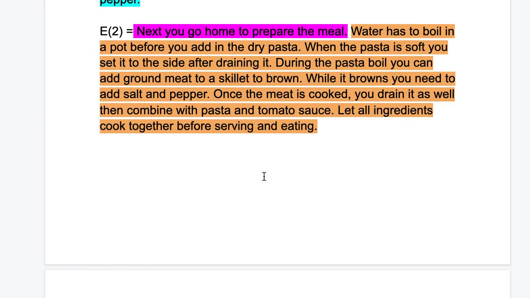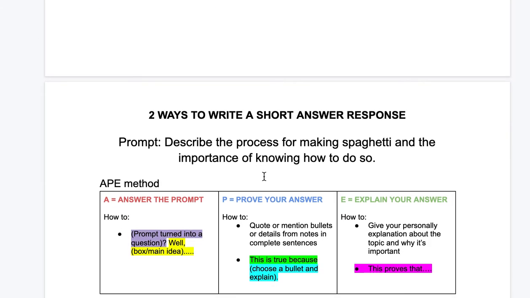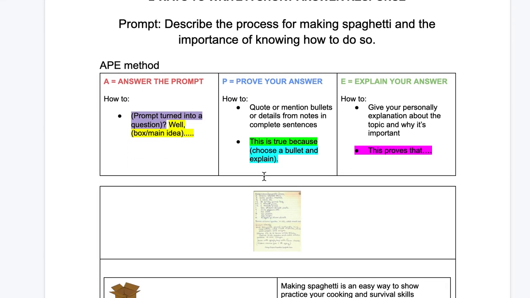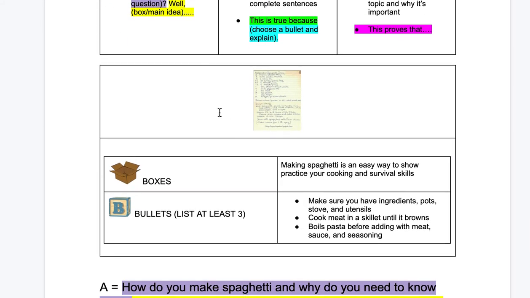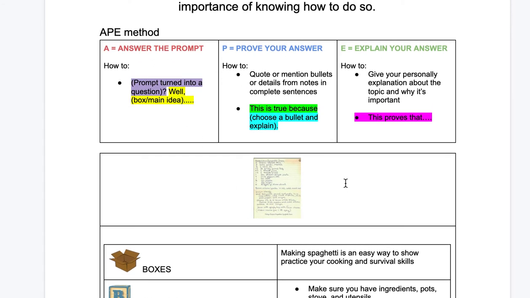Now, let's look at the same prompt, but using the APE method. I am using the APE method because let's say one day in class, I had to read this article about making spaghetti and then do box and bullets based off the article. So I read the article. These are my box and bullets. I'm going to use my box and bullets to write my short answer response using the APE method.